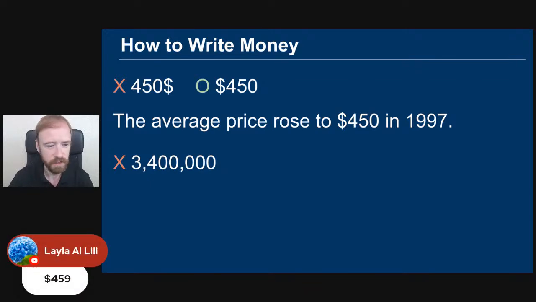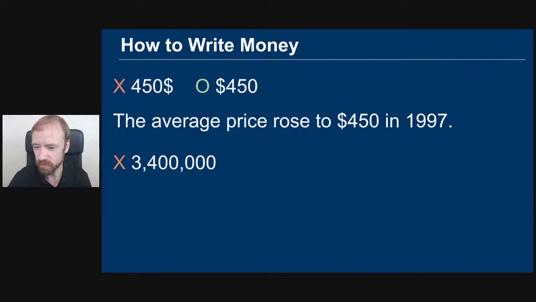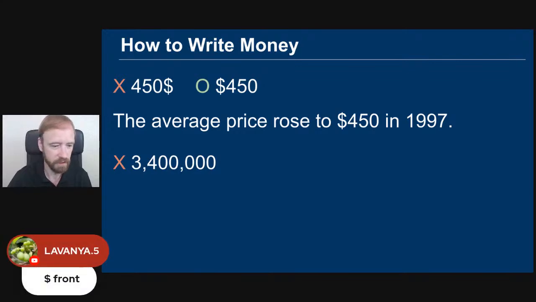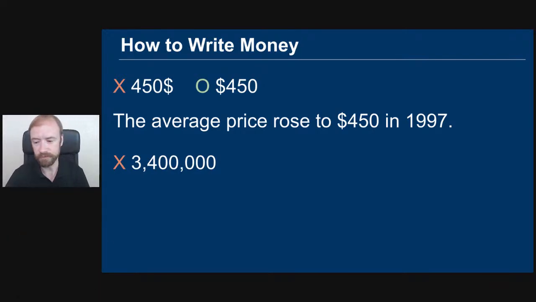Layla already increased her money to $459. Way to go, Layla. You're making money on the live stream. 450 euros. Good. Julio 450. Yeah. And yeah, Lavanya. Money sign in the front. So what's the short way to write 3,400,000?